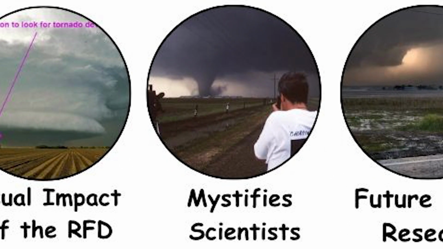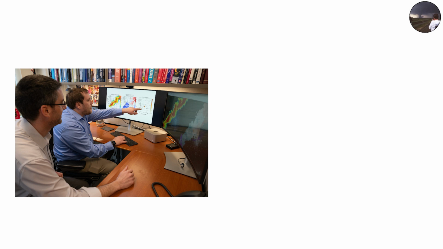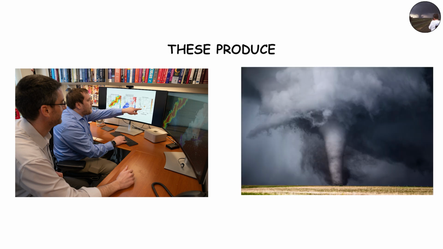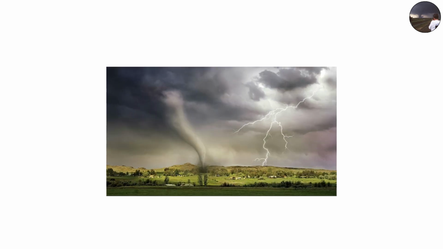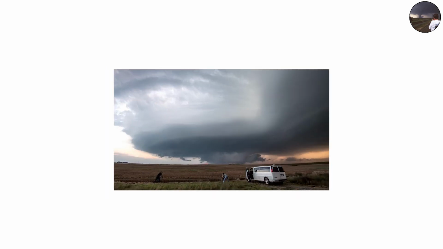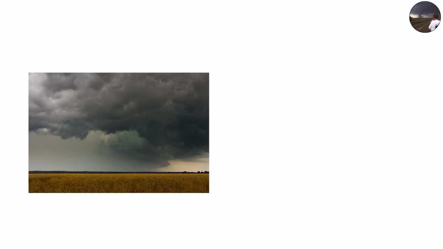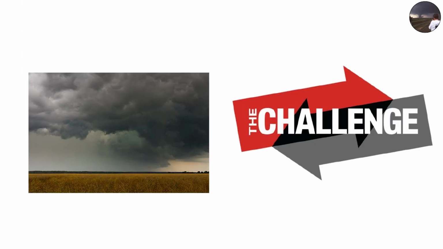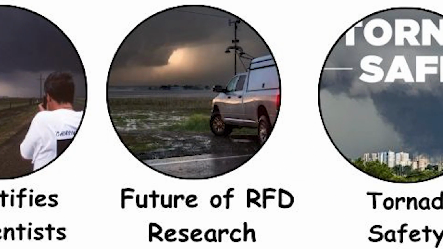Why the RFD still mystifies scientists. Even after decades of study, scientists still don't fully understand why some RFDs produce violent tornadoes while others don't. The interactions between air temperature, pressure, humidity, and storm motion are incredibly complex. Sometimes, two storms may look nearly identical on radar, yet only one produces a tornado. The difference often lies in subtle shifts within the RFD, a few degrees of temperature change, a slightly drier air mass, or a faster downward motion. Capturing those differences in real time remains a challenge, which is why researchers continue chasing storms to measure the RFD more accurately.